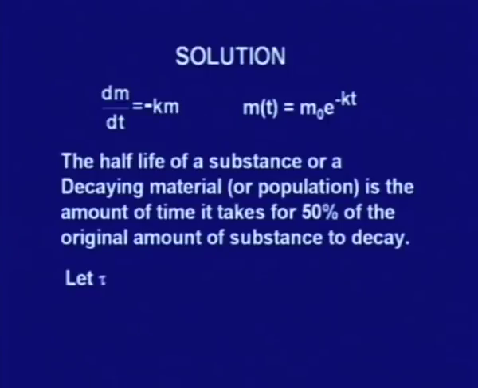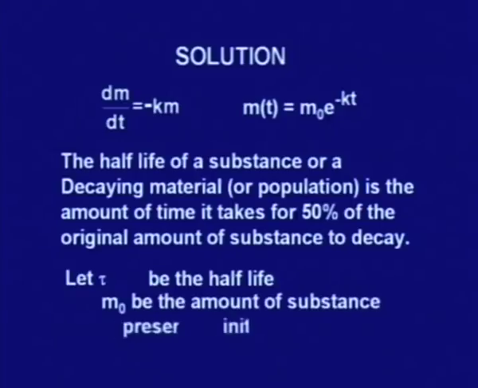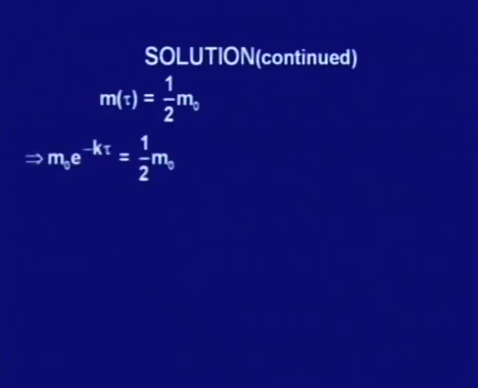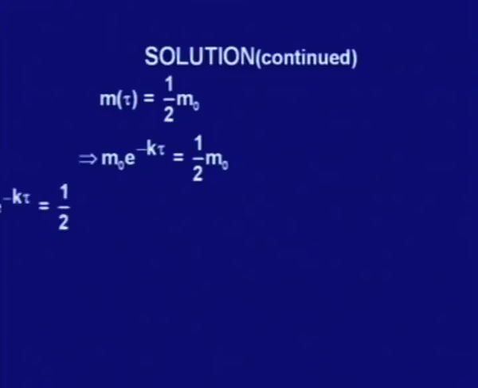So, let tau be the half-life, that is the time it will take for the material to become half, and let us say that m naught is the amount of the substance present initially. Because we know the solution, m t is equal to m naught times e to the power minus k t. At t equal to tau, I would get m tau as half of m naught. Now put tau as 5600 in our solution, and we get m naught times e to the power minus k tau as half m naught, or e to the power minus k tau as half.